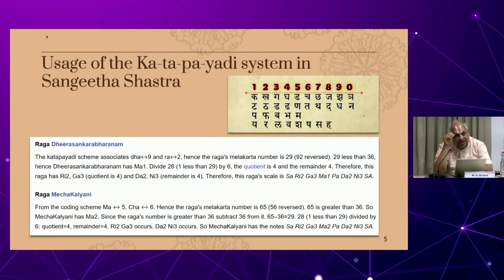29 is less than 36, hence Dhira Shankarabharanam has Ma1. Then the entire scale is also given in this itself. Divide 28 by 6, the quotient is 4 and the remainder is 4. Therefore this raga has Re 2, Ga 3, that is quotient is 4, and Dha 2, Ni 3, remainder is 4. Therefore the raga scale is Sa, Re at the second level, Ga at the third level, Ma at the first level, Pa at the default level, Dha at 3, Ni at 3 and Sa. Similarly, the same thing happens with the raga Mechakalyani. Ma is 5 and Cha is 6, so the number is 65. And the scale of the raga is beautifully given by using the Katapayadi system.